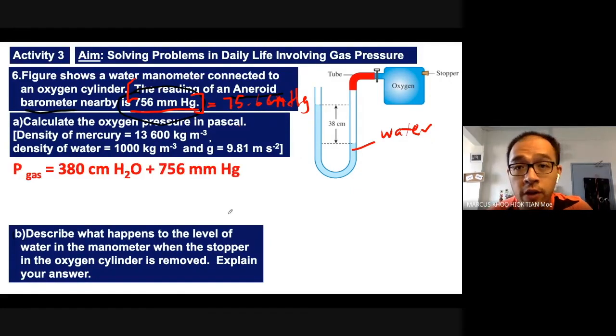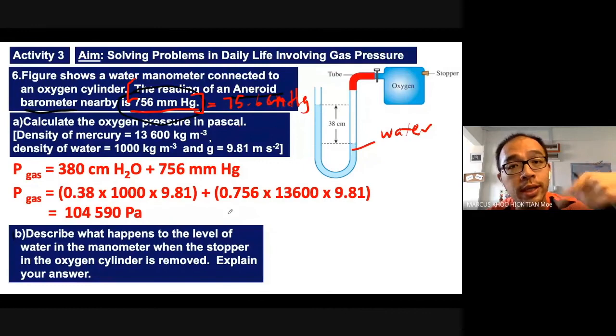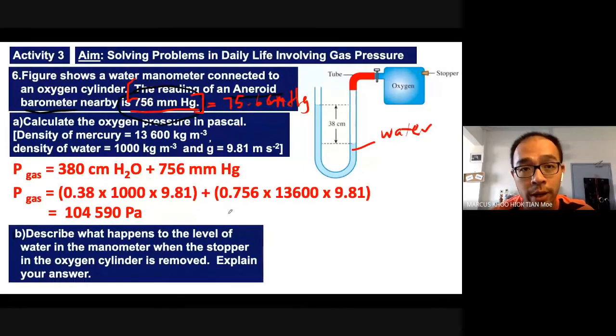First of all, you have to calculate the gas pressure, because the gas pressure will be the atmospheric pressure plus the difference in this one. Take a look at this first. This person converted everything into Pascal, which is actually possible. You convert everything into Pascal, and then only you add this together. The reason is that the atmospheric pressure is in one unit, mercury, but the gas pressure is using water. So instead of converting everything into water, it's better to convert it into Pascal first.